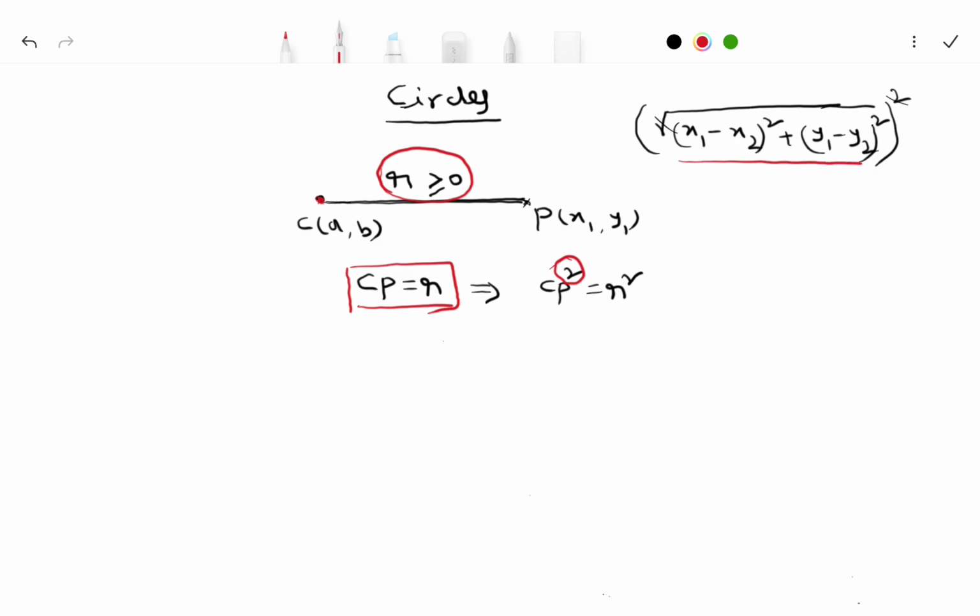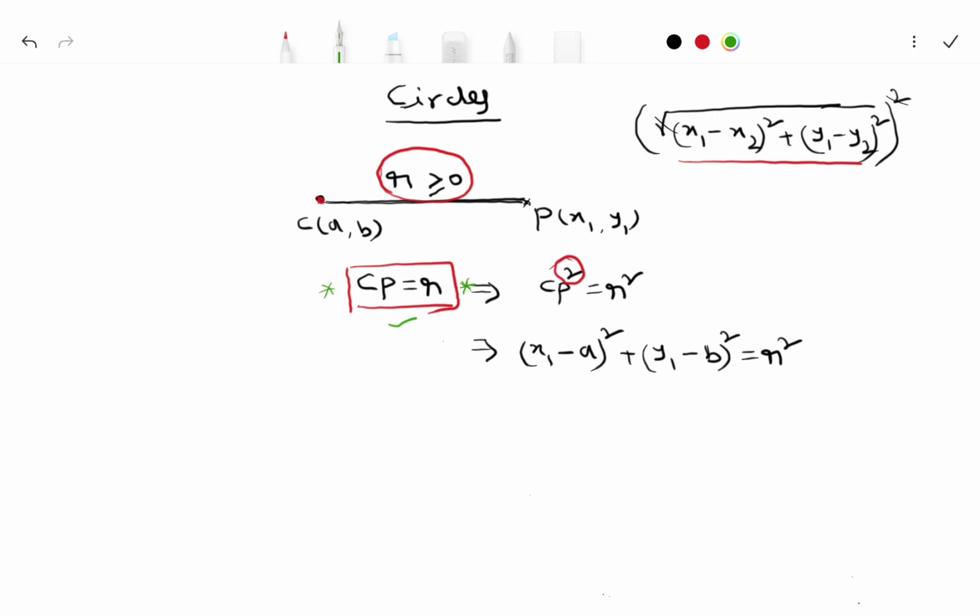That implies you will get (x1 minus a) whole square plus (y1 minus b) whole square equals r square, where x2 is a and y2 is b. This is the simplification of the given condition. What is the given condition? That is CP equals r.